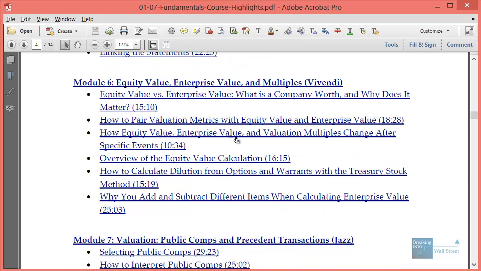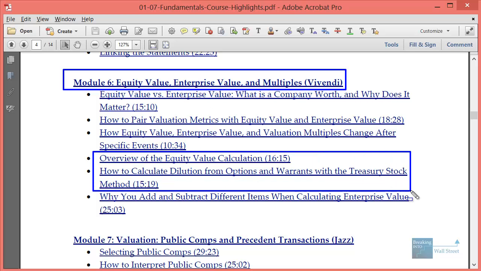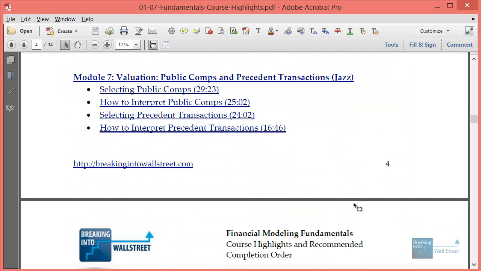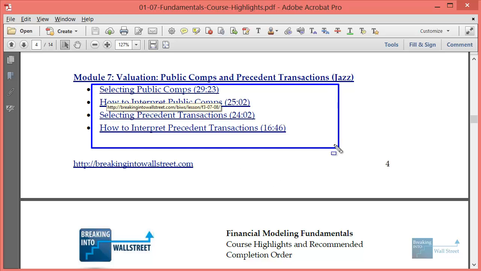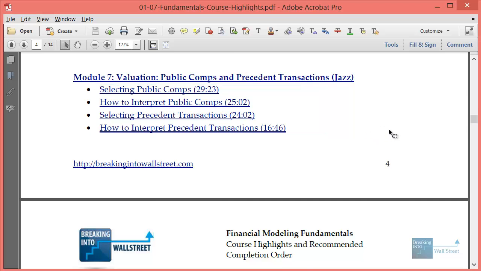Now, Module 6 on equity value, enterprise value, and multiples. Again, those first few lessons on the basic concepts are still important. We also recommend a few lessons on how to actually calculate equity value. The treasury stock method in particular is a very common interview question, so we recommend going through that. And then the last one on what goes into enterprise value. Moving on, Module 7, we've just added some lessons on how to select public comps and precedent transactions, but the idea there is still the same.